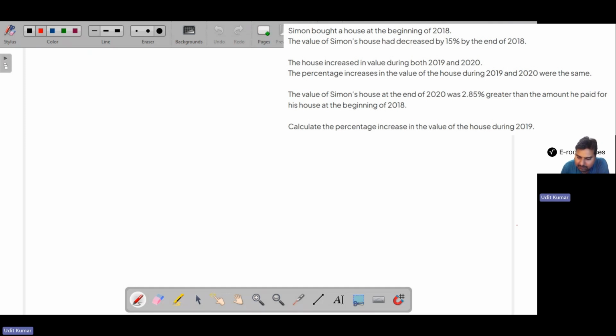It says Simon bought a house at the beginning of 2018. Okay, in 2018, he bought a house. Let's say the price of the house is X pounds.